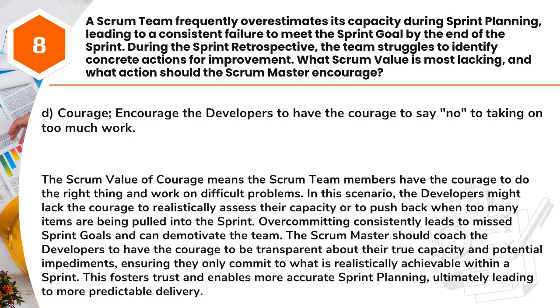Overcommitting consistently leads to missed sprint goals and can demotivate the team. The Scrum Master should coach the developers to have the courage to be transparent about their true capacity and potential impediments, ensuring they only commit to what is realistically achievable within a sprint. This fosters trust and enables more accurate sprint planning, ultimately leading to more predictable delivery.